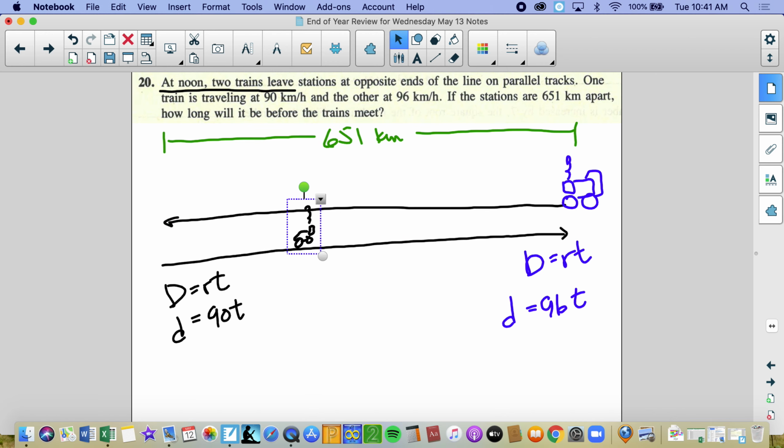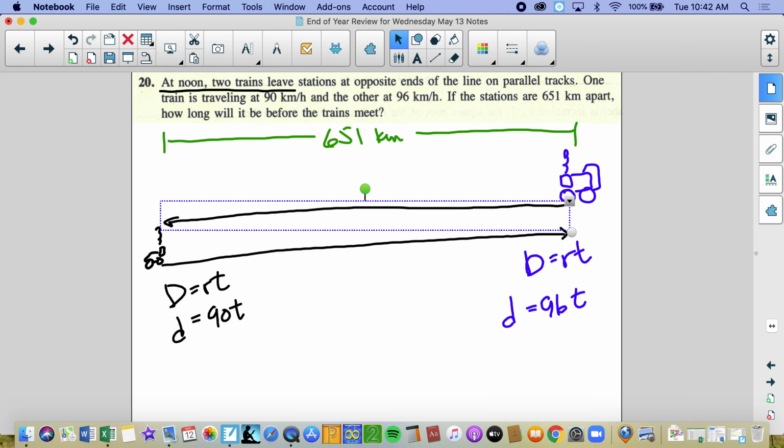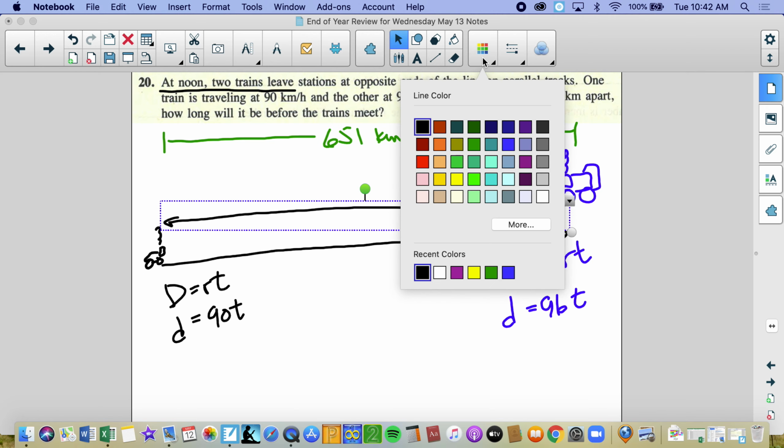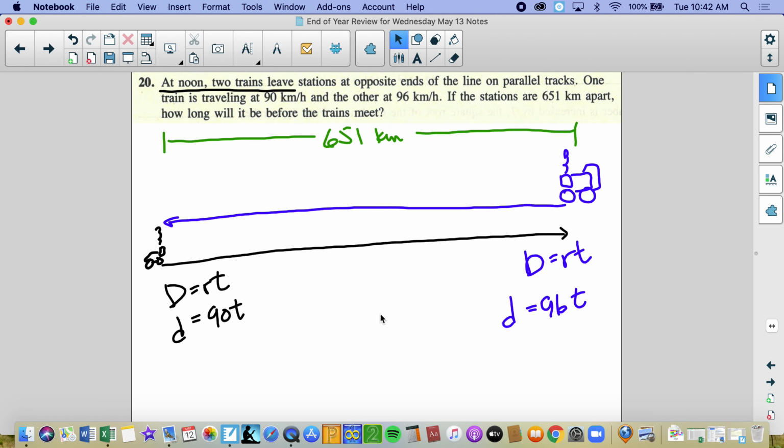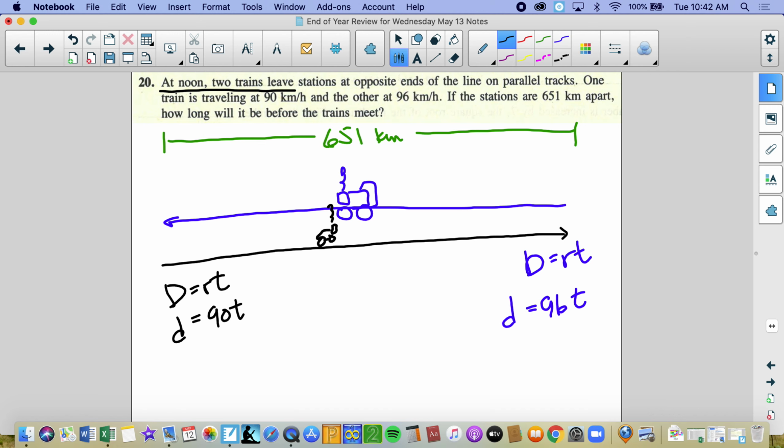This one's moving at 90 kilometers per hour. This one's moving at 96 kilometers per hour. So it's moving a wee bit faster. Okay, we can even make that blue for Mr. Max for continuity purposes. So let's think about this. When they meet, let's make that the meeting point. What is the distance of the black train? Well, the distance of the black train is going to be 90t.